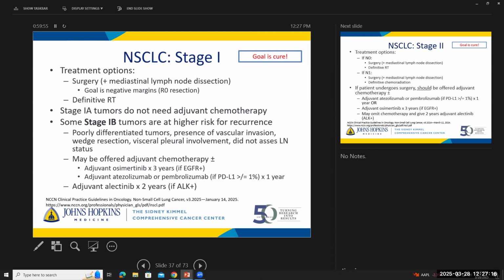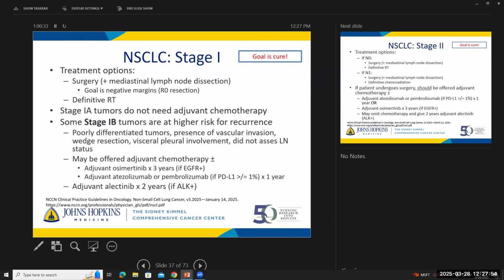If the patient has an EGFR mutation, we will then also offer them the drug osimertinib. Okay, and I'll talk about osimertinib in a couple slides. But if they're EGFR positive, I want you to be able to associate EGFR positivity with osimertinib. Similarly, I want you to be able to associate ALK positive with alectinib, because these patients can be offered adjuvant alectinib for 2 years instead of chemotherapy. And if the patient is PD-L1 positive, so if their PD-L1 score is greater than 1%, they can potentially get immunotherapy. But you don't do multiple of those, okay?